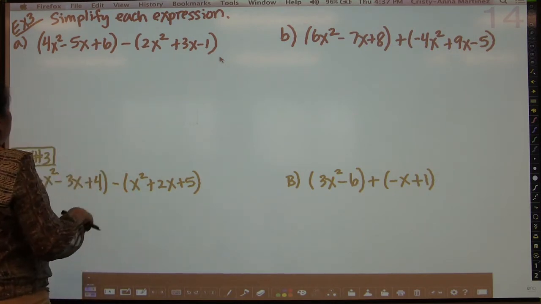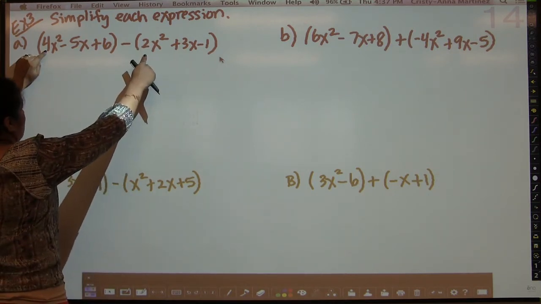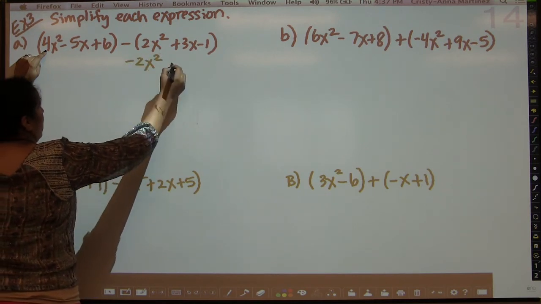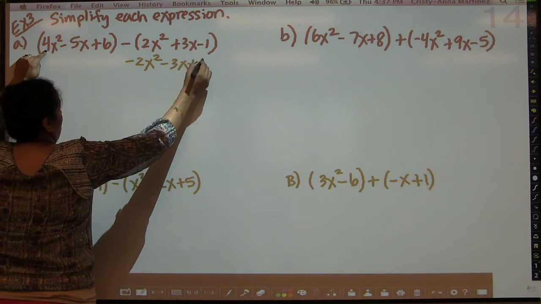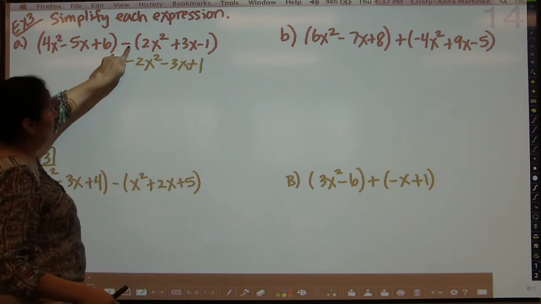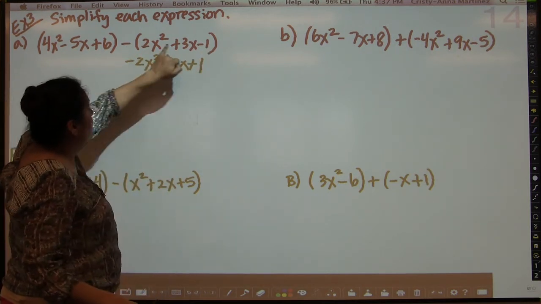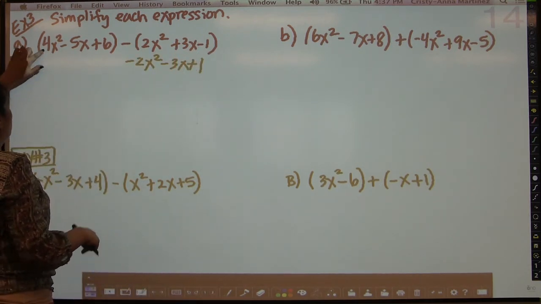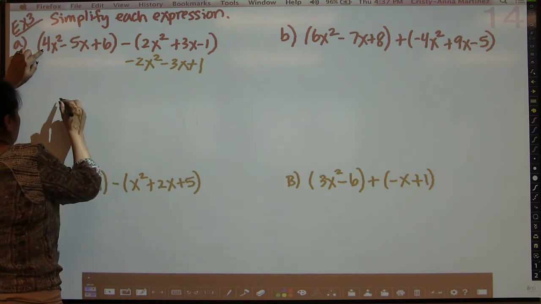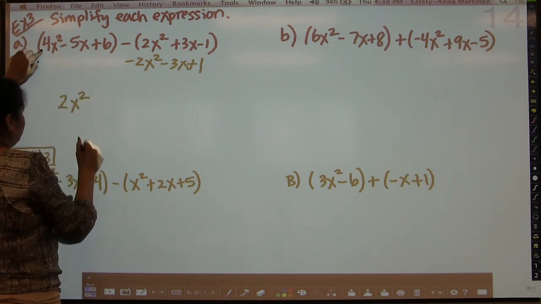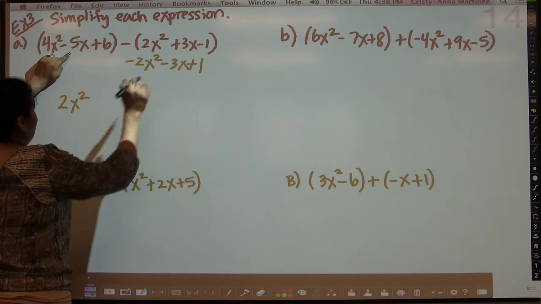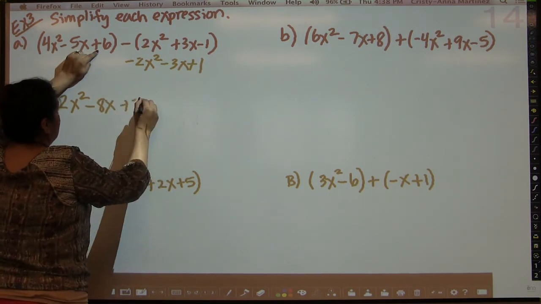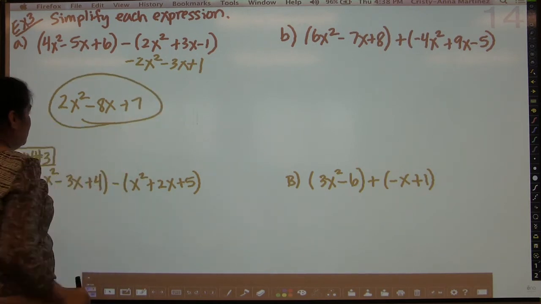So basically what I'm doing here is 4x squared minus 2x squared. Now if you want, you can distribute and go negative 2x squared minus 3x plus 1. A lot of people forget to distribute the negative to everything. So negative times positive is negative, negative times negative is positive. So then you can combine them. 4x squared minus 2x squared is going to give you 2x squared. Negative 5x and negative 3x is going to give you negative 8x. And 6 and a 1 is going to give you 7. So that would be your simplified answer.